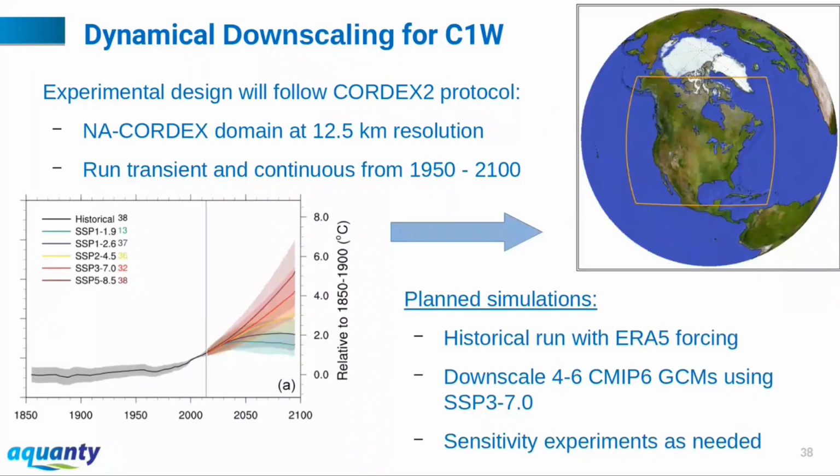For the regional climate modeling for C1 Water or Canada One Water, we'll be essentially following the CORDEX-2 protocol. We'll use the SSP3-7.0 scenario and ERA5 for historical. We'll be running the simulations at up to 12.5 kilometer resolution, up to 2100. So this is coming up. They're not done yet, but you will be able to draw from that. And we'll be conditioning these data sets for hydrological modeling.